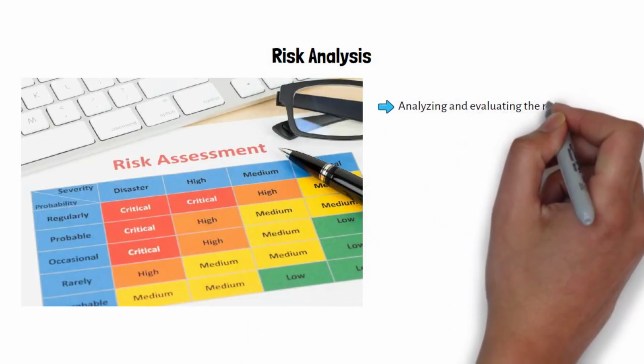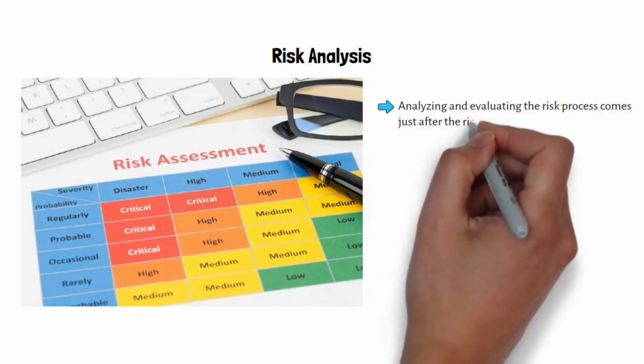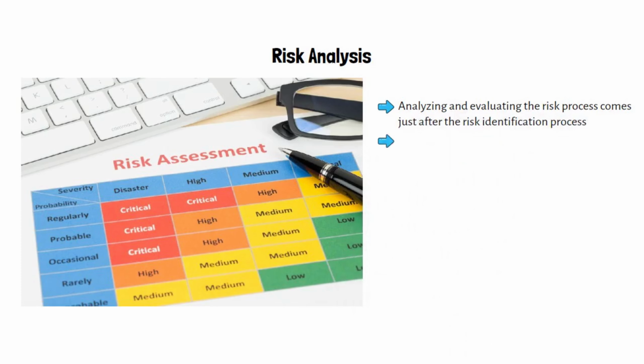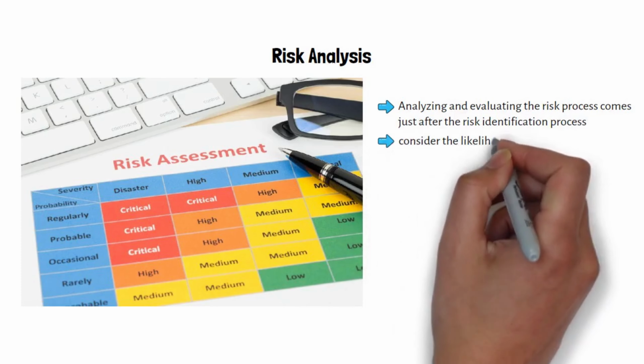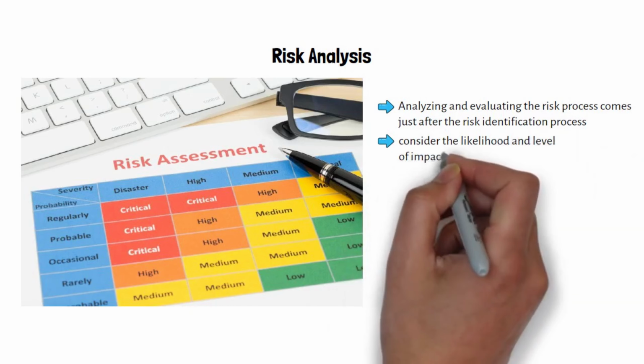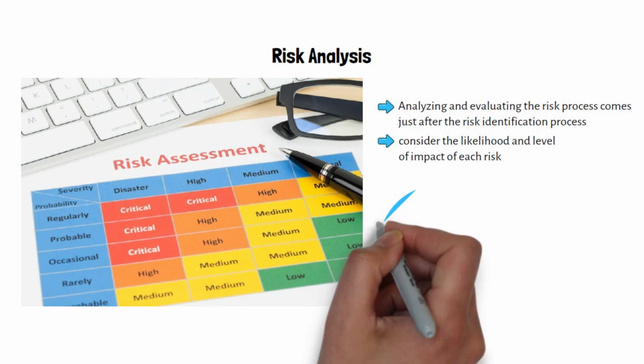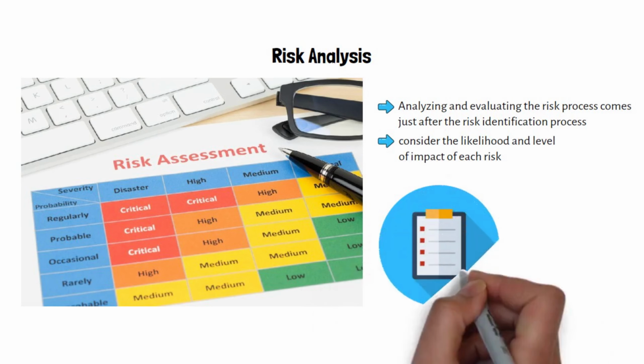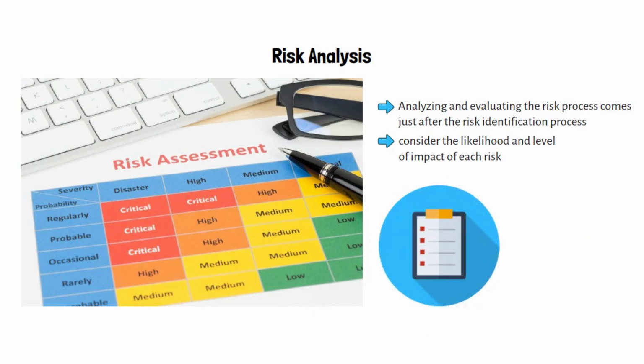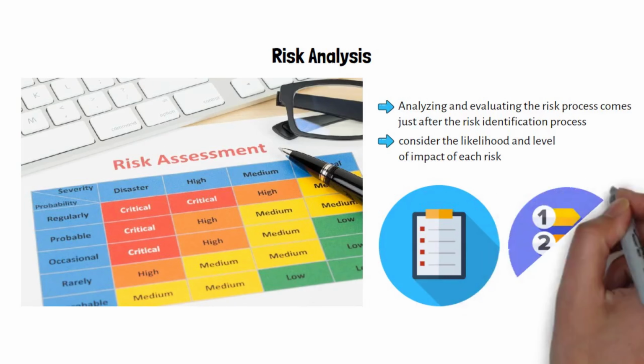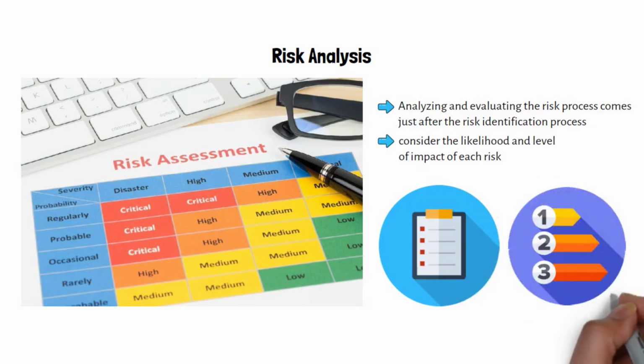Risk analysis. Analyzing and evaluating the risk process comes just after the risk identification process. While analyzing and evaluating the risks, you need to consider the likelihood and level of impact of each risk. You can create a matrix and list each of the identified risks and give a score according to their level of impact and likelihood. Thus, you can prioritize the different types of risks.